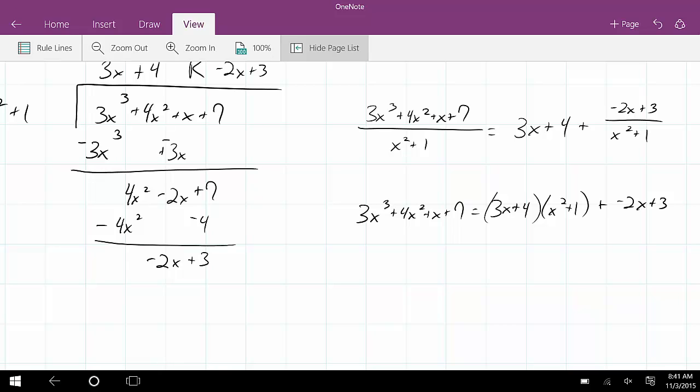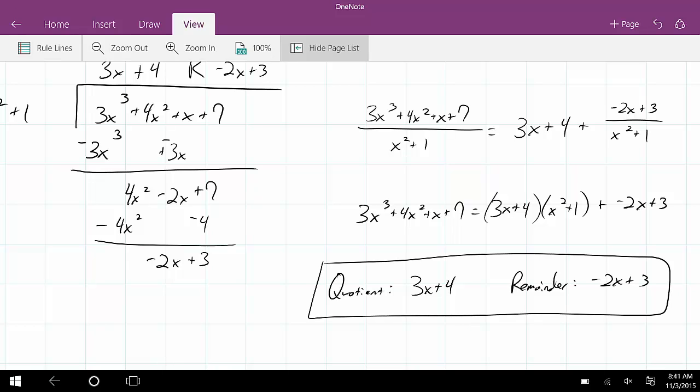The bottom line is that this problem asked us to find the quotient and the remainder. So we can say that the quotient is the 3x plus 4, and the remainder is the negative 2x plus 3. All right? Okay, and you can always check it by remultiplying. If you were to multiply these two together with like FOIL or something and then combine these like terms, then you should get 3x cubed plus 4x squared plus x plus 7 if you did everything correctly.